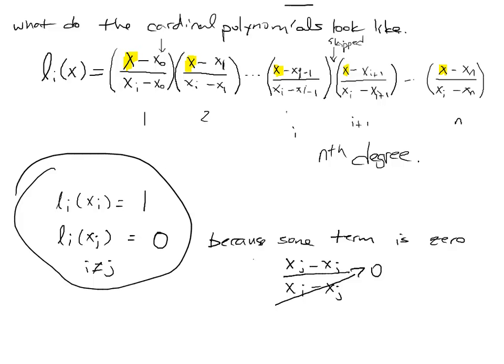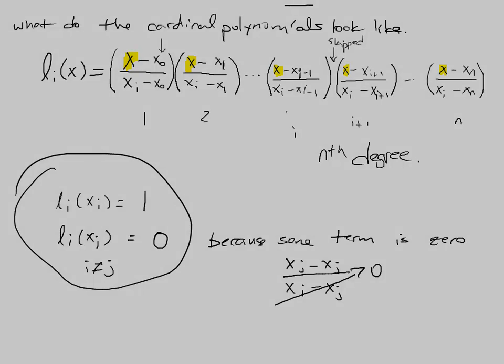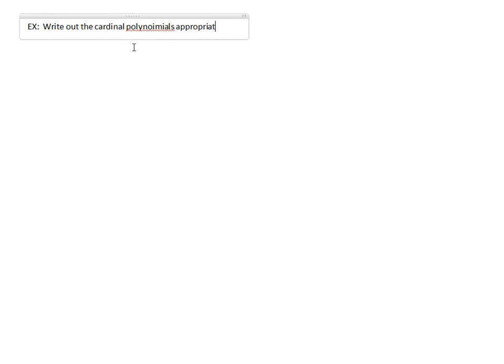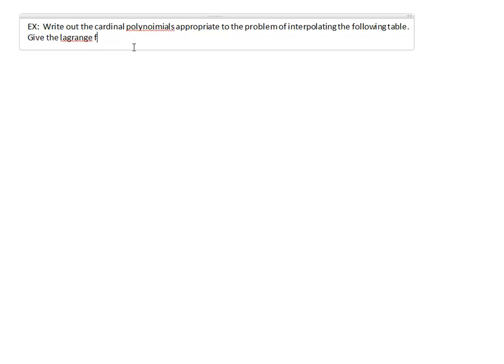All right, now to get a better feel for what we're talking about here, let's do an example. Our example is we want to write out the cardinal polynomials appropriate to the problem of interpolating the following table. And we're going to give the Lagrange form of the interpolating polynomial.